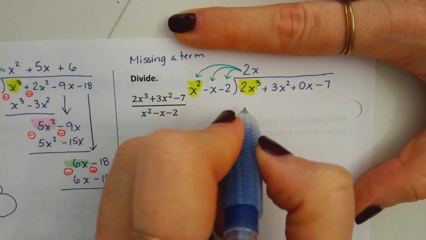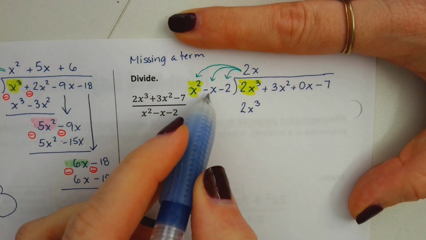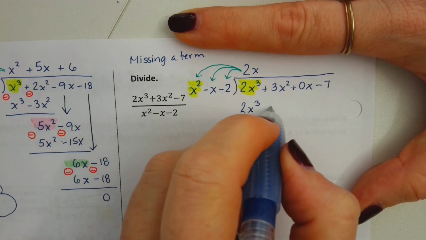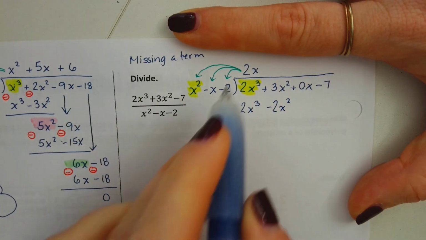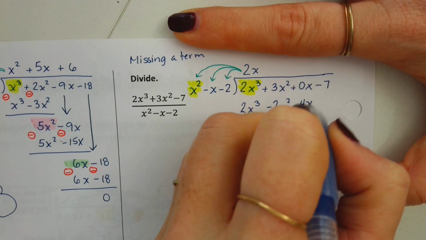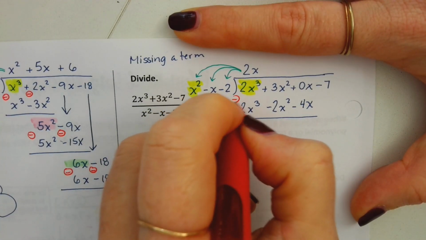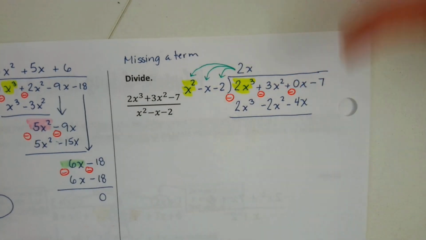2x times x squared is 2x cubed. 2x times negative x. That's negative what? 2x squared. Good job. And then 2x times negative 2 would be negative 4x. Good. Okay, be careful when you subtract. We gotta subtract all three, and I would highly recommend writing it down as regular subtracting.